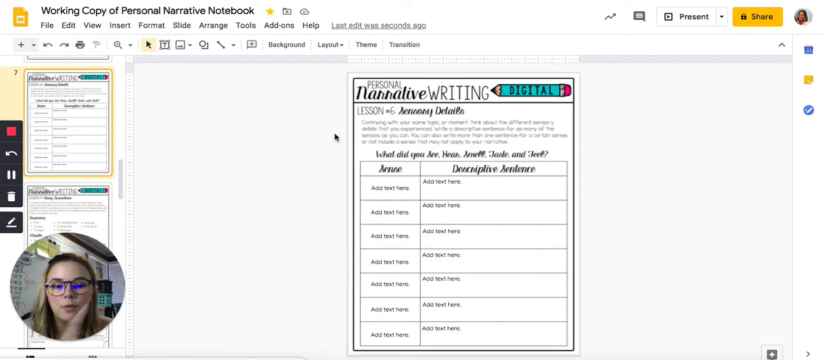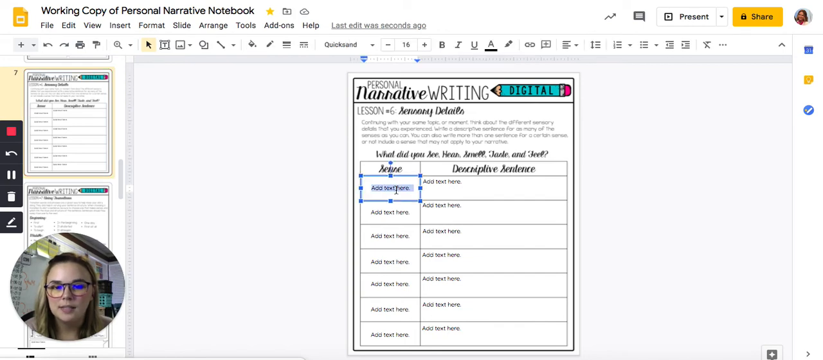So think about, what did you see? What did you hear? What did you smell? What did you taste? What did you feel? I want you to try to write a descriptive sentence for as many of the senses as you can. You can write more than one sentence for certain senses, or you may not include a sense, right? I might not include taste because there's nothing I can remember about taste when we were watching the fireworks.